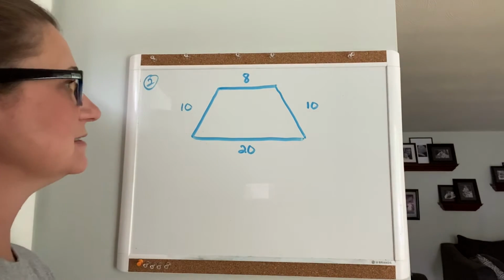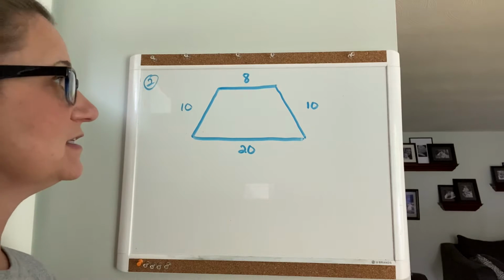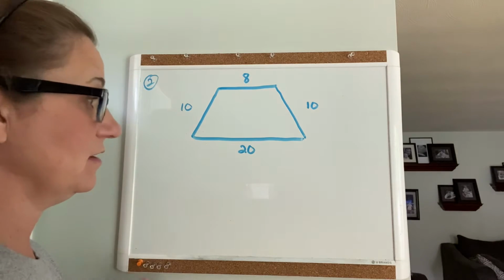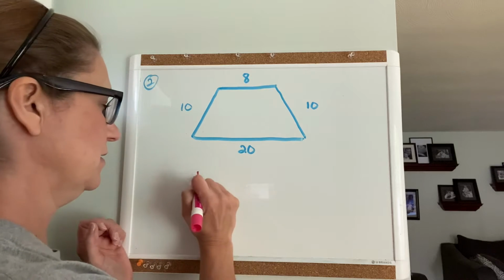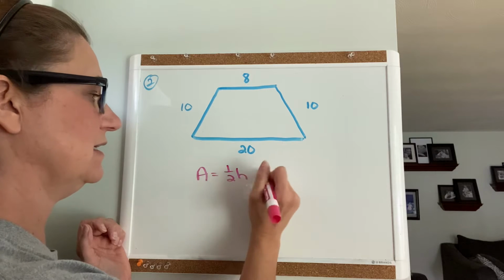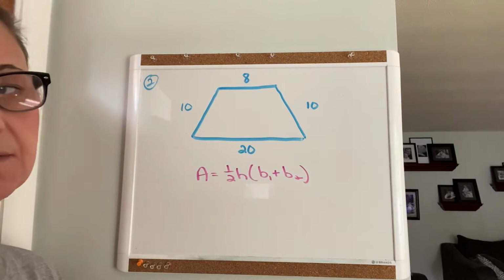Okay, for your second example, I want the area of this trapezoid. So that's the first thing you should do really, is determine what figure you're working with, what you're trying to find the area of, and actually write the formula down. So the area of a trapezoid is 1/2 times the height times the sum of the two bases.